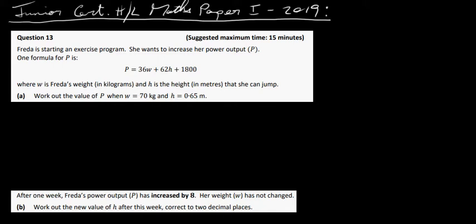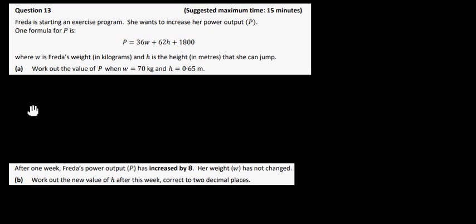Okay, so let's have a look at the Junior Certificate Higher Level Maths Paper 1 for 2019, questions 13 and 14. Frida is starting an exercise program. She wants to increase her power output P. One formula is this one here.